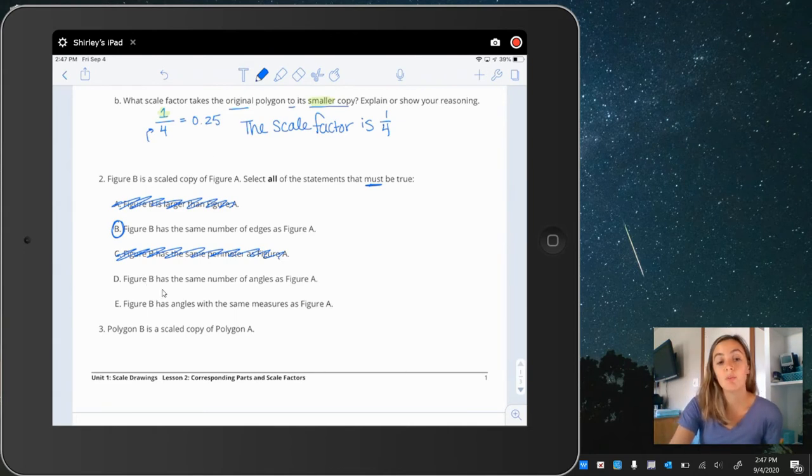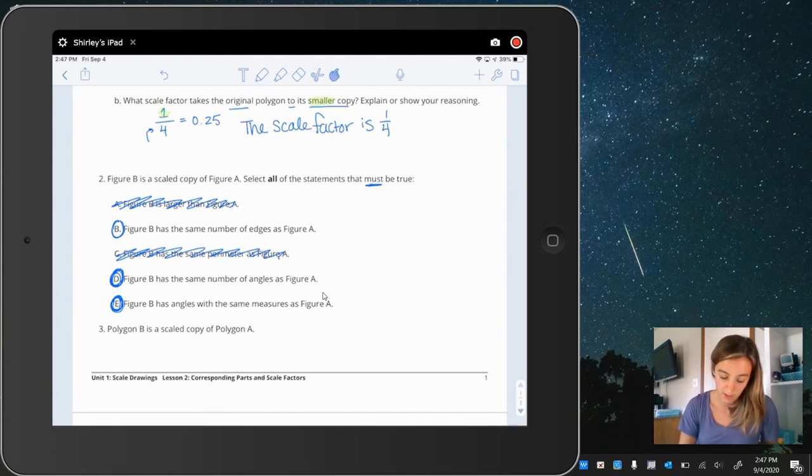Question D says figure B has the same number of angles. Yes, that has to be true. That means it's pretty much the same shape, and that's our definition of scaled copies. And then letter E says figure B has angles with the same measures as figure A. That has to be true. In order to be scaled copies, your angle measures have to be exactly the same. If your angle measures are different, it's not going to be the same shape. So there we have it. B, D, and E have to be true if it's a scaled copy.